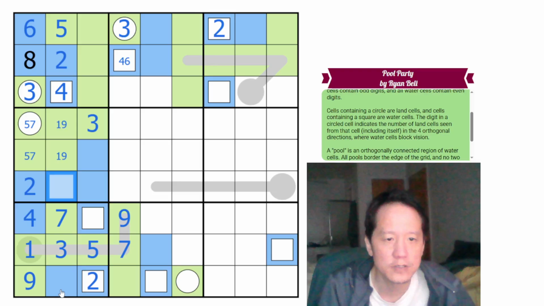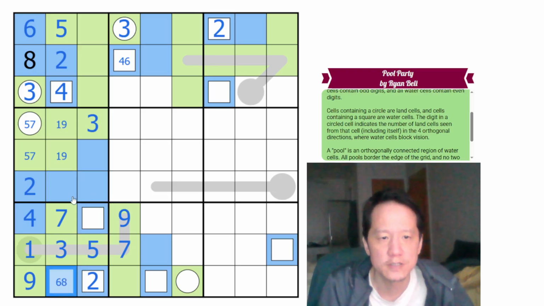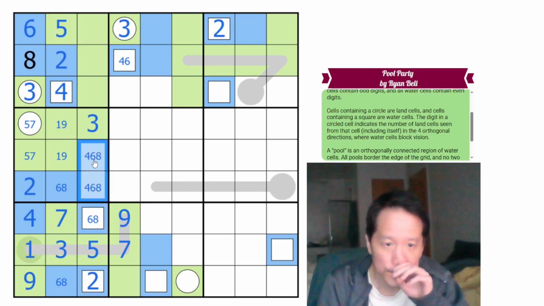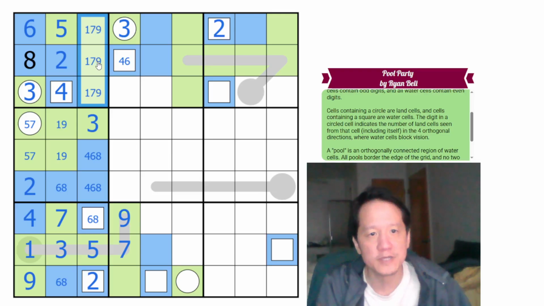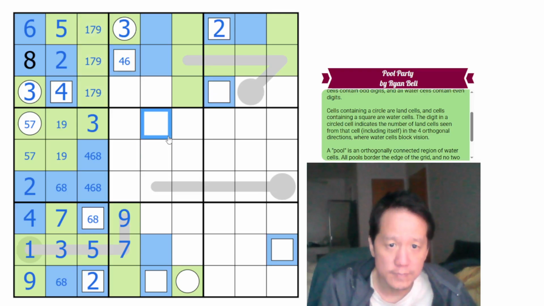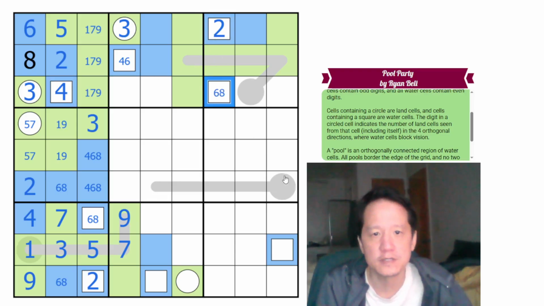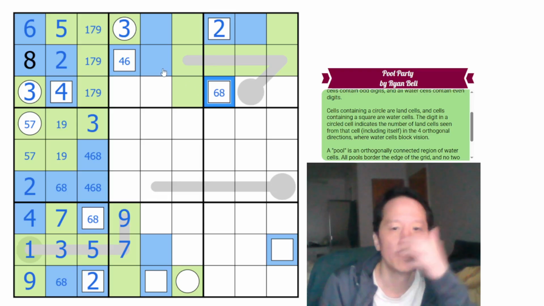Remaining digits here are 6 and 8, so this is 6 and 8, 6 and 8. This is 6 or 8, and this is 4, 6, 8. Remaining digits here are 1, 7, 9. So this cannot be 2 or 4, it's at least 6 or 8.